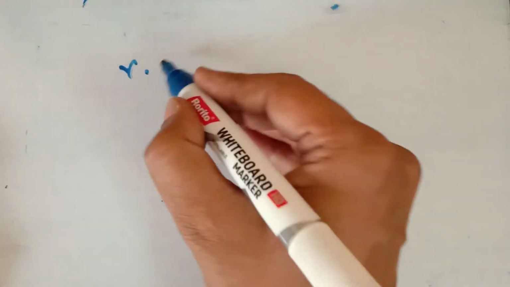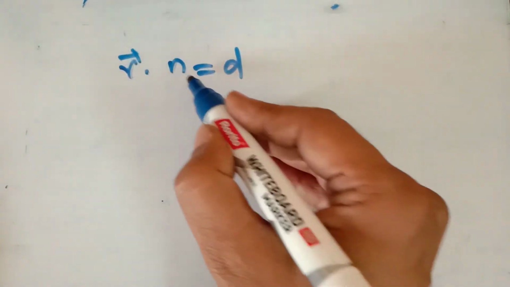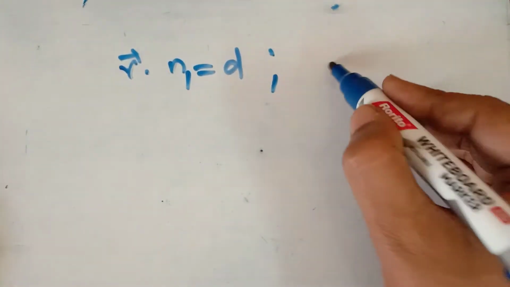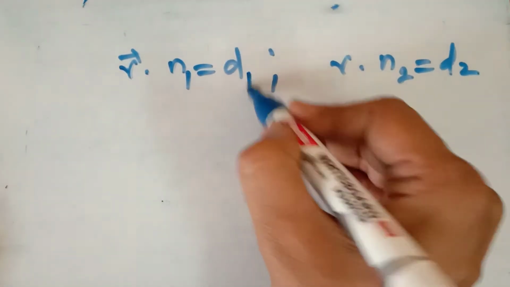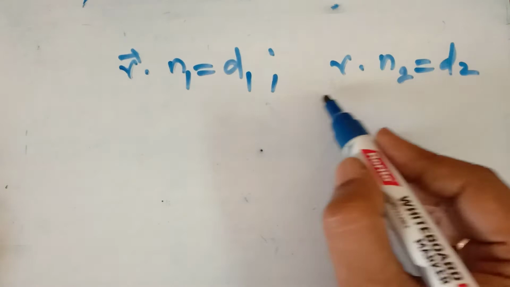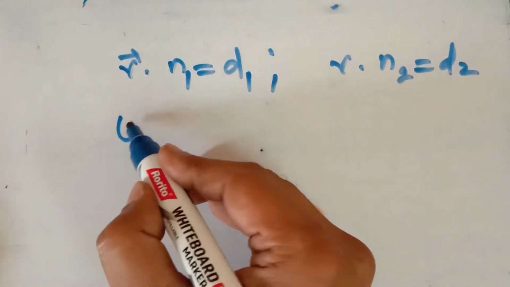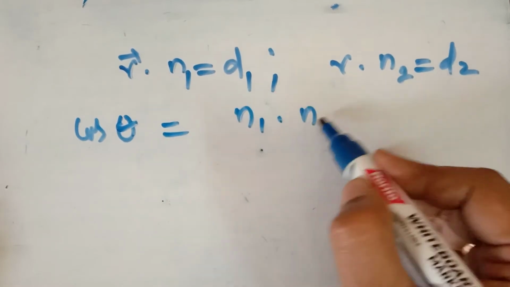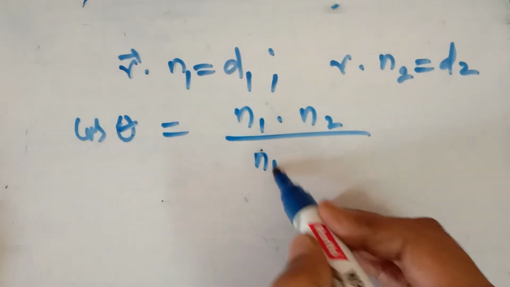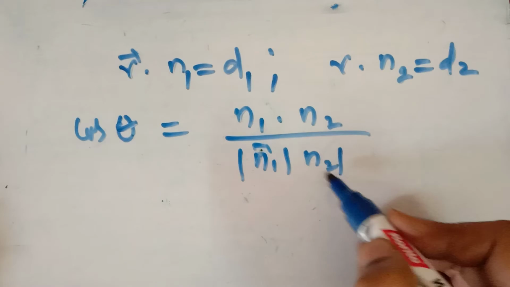And we know that the equation of the plane in the normal form is this. Let the first plane be this, and the other plane be r dot n2 is equal to d2, with distances d1 and d2. Then the angle between these two planes will be the angle between their normals, so cos theta is n1 dot n2 upon modulus of n1 into modulus of n2.